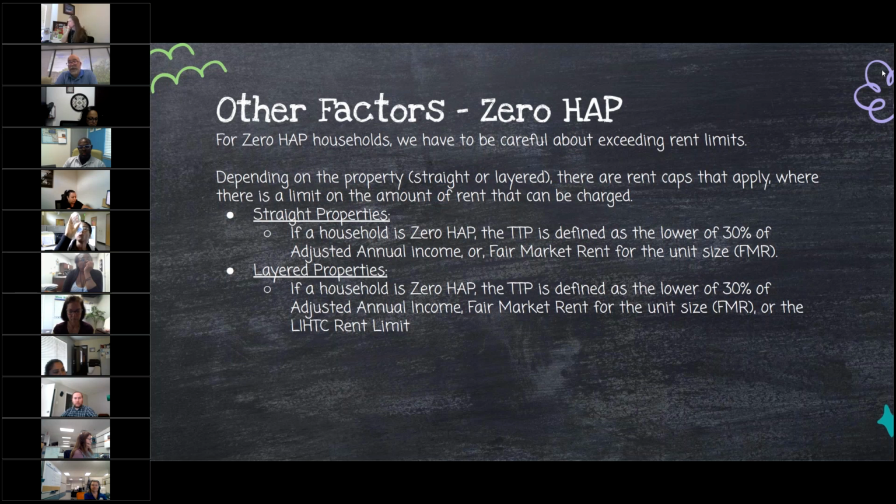If it's a straight property, that cap is defined as the fair market rent. These are amounts that HUD publishes per bedroom size every year. They usually come out in October or September, and they're effective October 1st. For layered properties, it's the lower of those three: 30% of adjusted income, fair market rent, or the tax credit max rent is the most we can charge for TTP. And the calc sheet is also doing that.